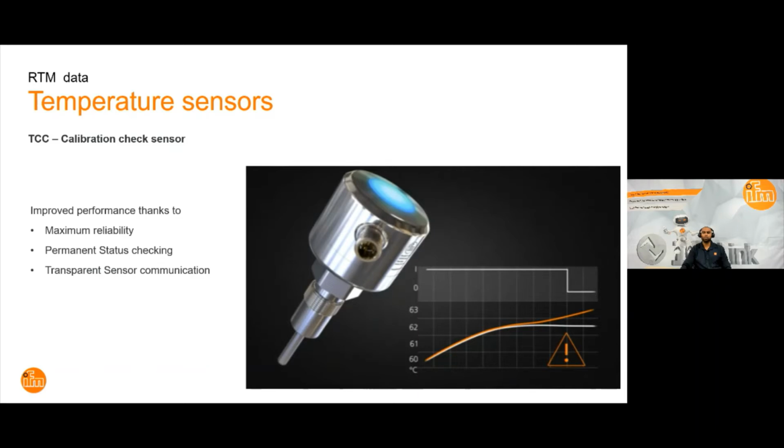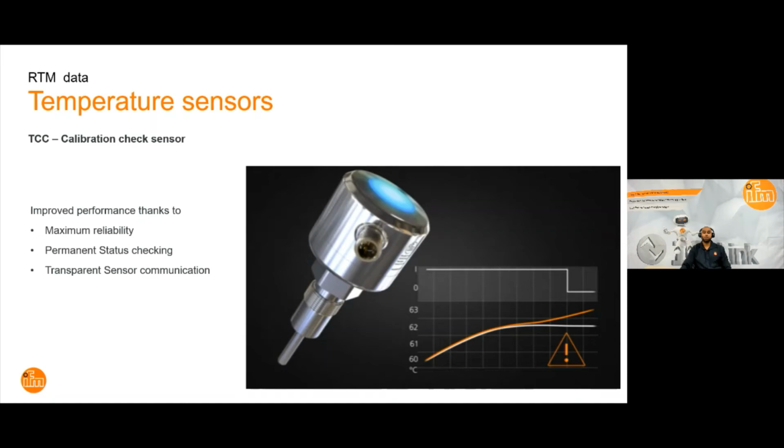Thanks to the calibration check technology, the TCC permanently monitors and checks its own drift behavior. So the sensor compares the temperature value to the simultaneously measured reference value. So it actually comprises two elements in one unit. And if the deviation is outside the tolerance range, the TCC provides a visible indication using the LEDs on the unit itself, and it can also send a message to the PLC via a diagnostic output.